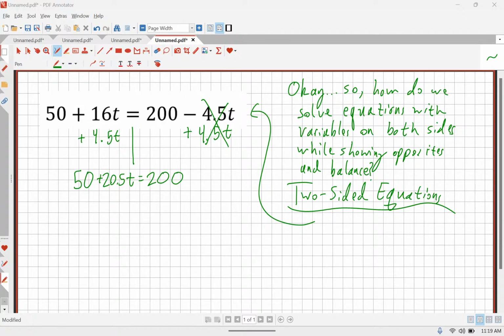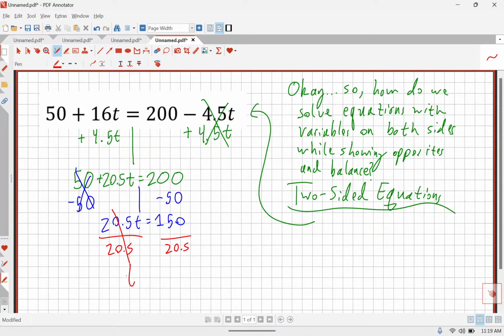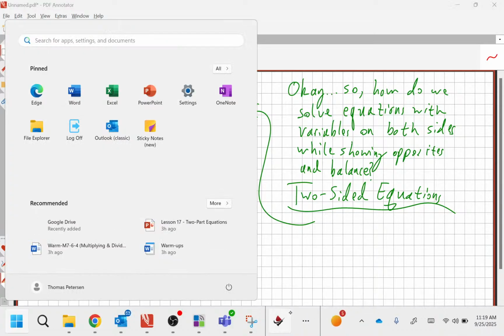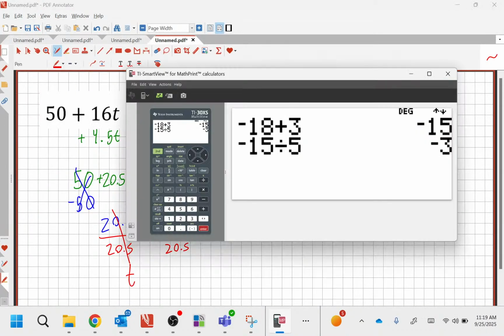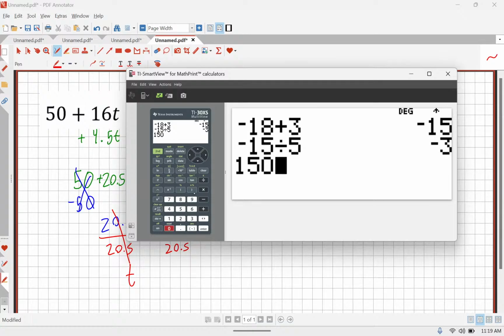Let's see it. Truman, talk to me. What am I going to do to solve this two-step equation? Let's get our voices off at table B, please. First, you'll have to subtract 50 from both sides. Got to get rid of that 50. That gives me 20.5t equals 150. Divide both sides by 20.5. And I don't know about you, but I don't know what 150 divided by 20.5 is. So let's cross our fingers and hope it's a really nice number.